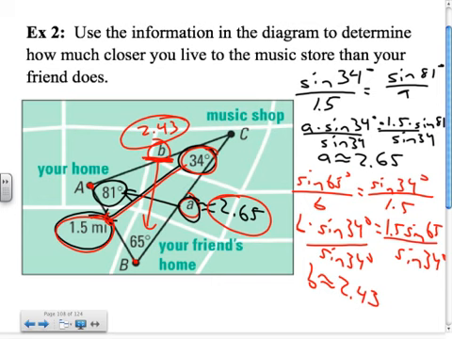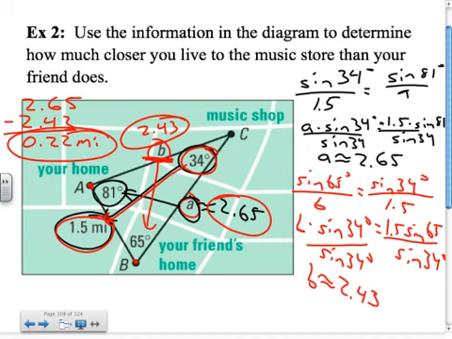and how much closer? Well, I have to do 2.65 minus 2.43, and that difference, use your calculator, or you could have just subtracted in your head because that's pretty easy to do, is 0.22 miles. Okay, so again, just another type of example involving the law of sines that we should be prepared to do heading into our quiz later this week. All right, so again, any questions you have on that, have them prepared, and we'll go from there.